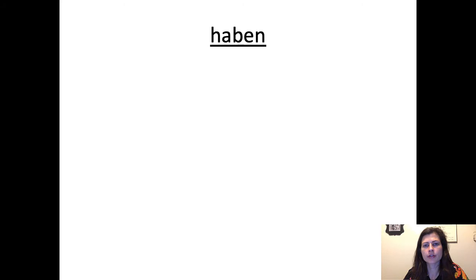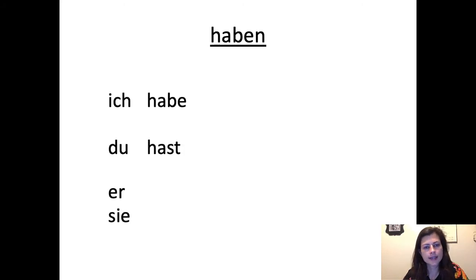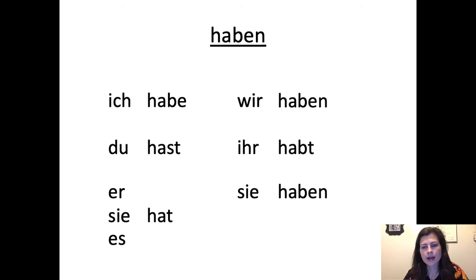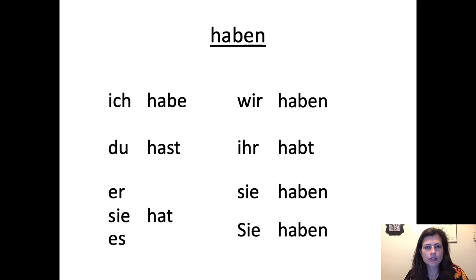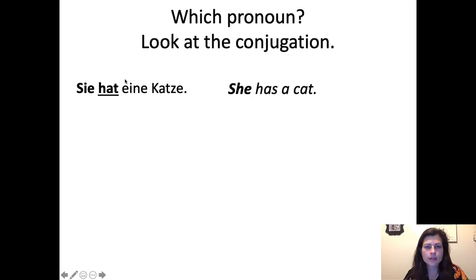We have to remember how to conjugate haben in the present tense. Ich habe, du hast, er, sie, es hat, wir haben, ihr habt, sie haben, Sie haben. So hopefully you remember that more or less. And then we can do the same thing. Sie hat eine Katze. So we think to ourselves, does this mean she has a cat or they have a cat or you have a cat? Because sie can mean all of those things. But since we've memorized a conjugation for haben, we know that it has to be she has. Sie hat. Because it says hat and not haben. So she has a cat.